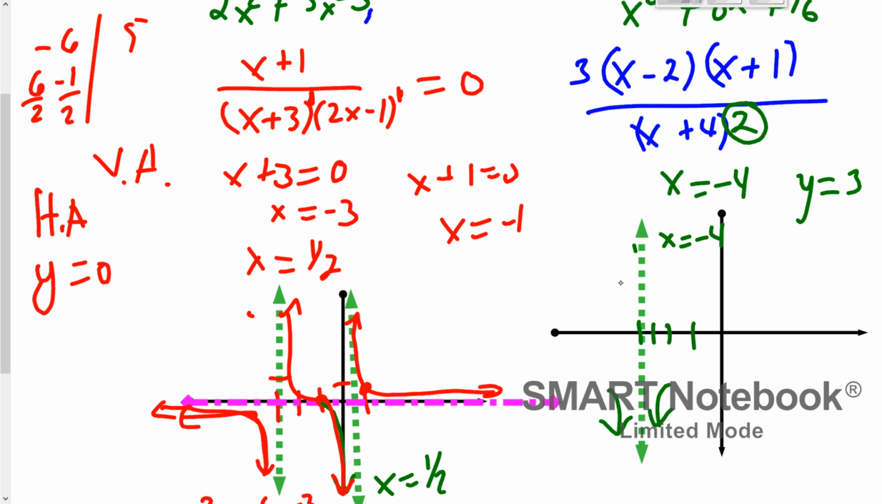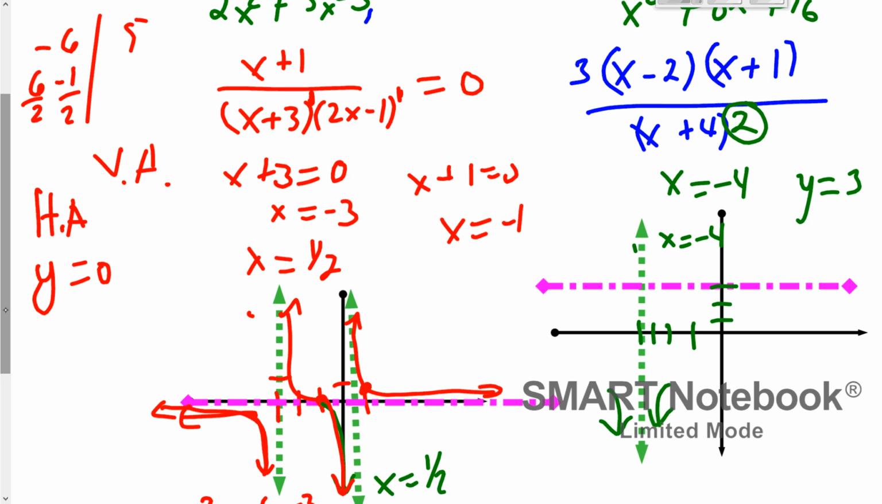So 1, 2, 3. There you go. So 1, 2, 3. All right. So now we can go ahead and plot points. We can plug in 0, see what we get. We just need to make sure that we don't cross our horizontal asymptote.